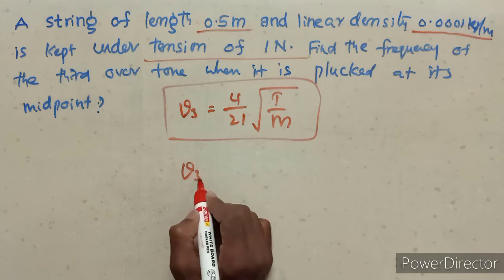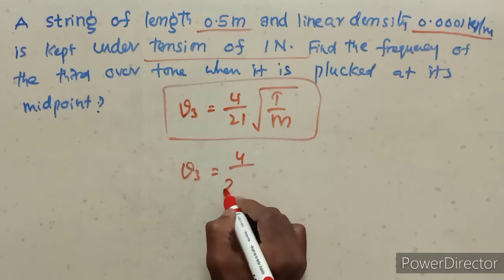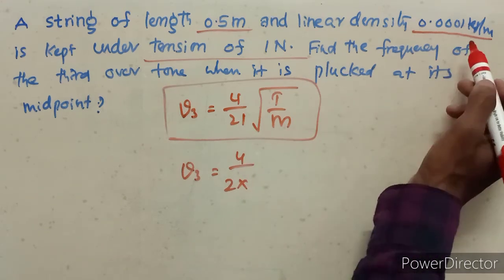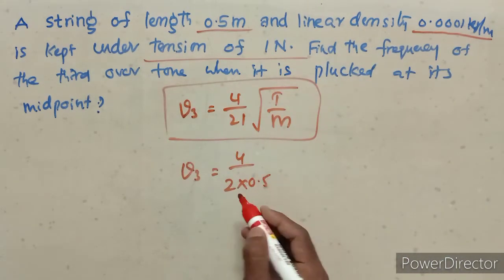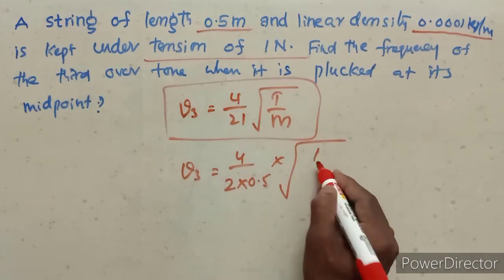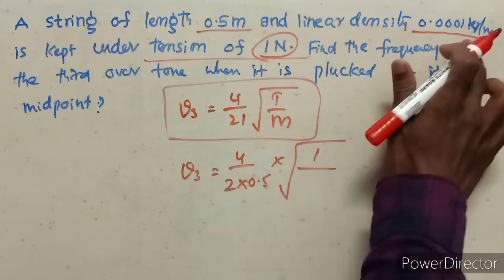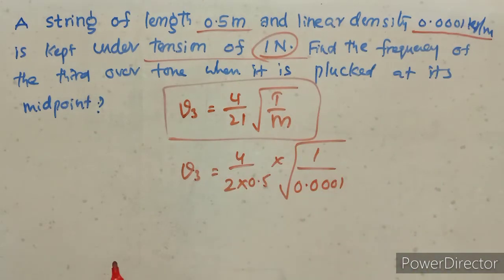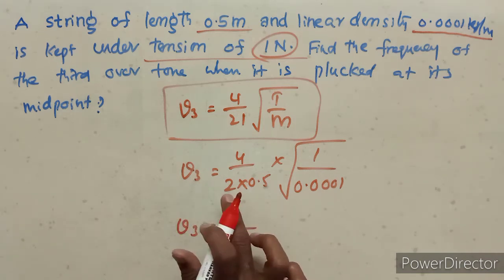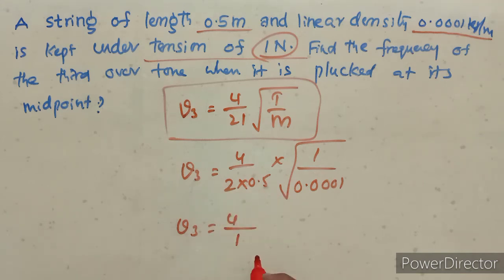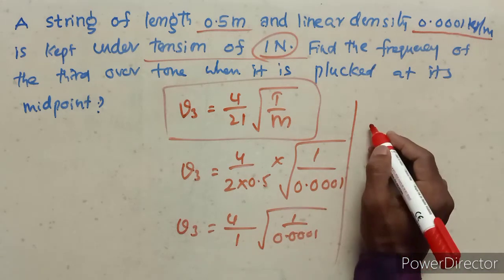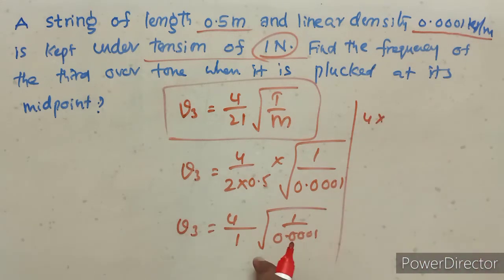So the third harmonic nu3 equals 4 upon 2 into L, where L is the string length 0.5, under root tension 1 upon mass 0.001. So the third harmonic equals 4 upon 2 into 0.1 under root 1 upon 0.001.